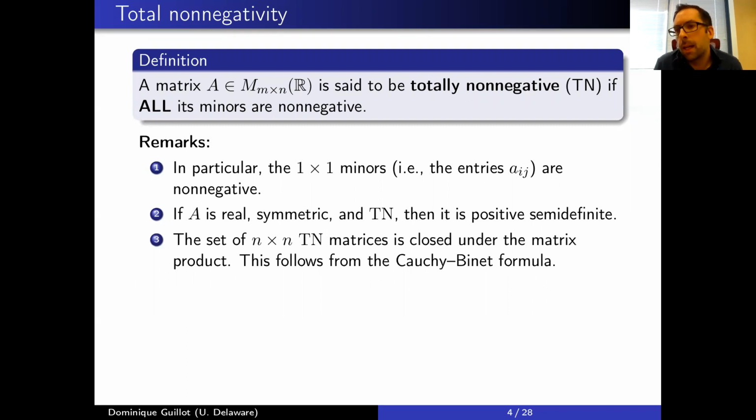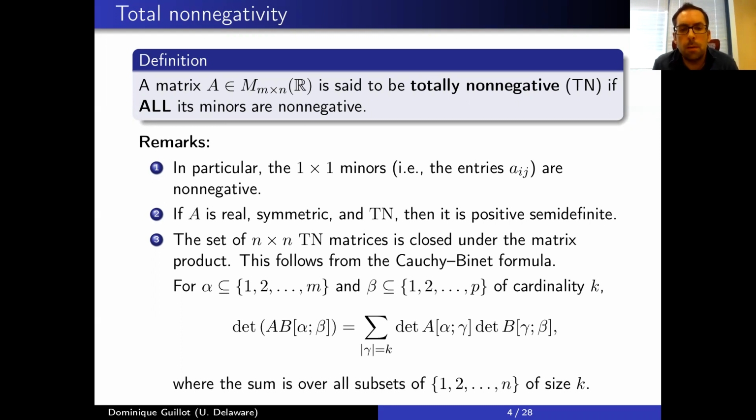The set of totally non-negative matrices is certainly closed if you rescale by a non-negative constant. It's also closed under the matrix product, as you can check using the Cauchy-Binet formula. In case you don't remember what that is, the Cauchy-Binet formula tells you how to compute a minor of a matrix product. You can always write that as a sum of products of minors of the two matrices, where the sum, over the middle index, if you want gamma, is over all the subsets of the appropriate dimension. So from there, it's very easy to see that if you multiply two Tn matrices, the resulting matrix is certainly also going to be Tn.